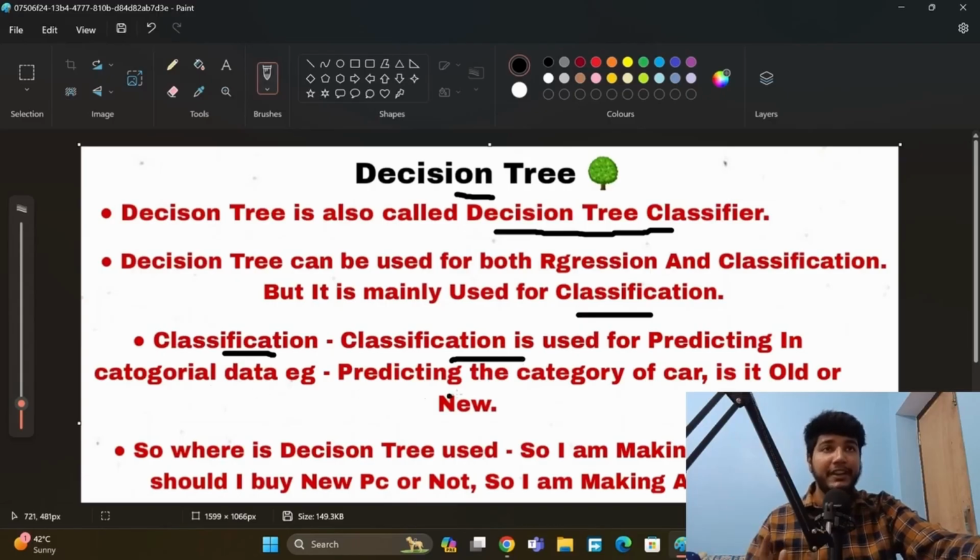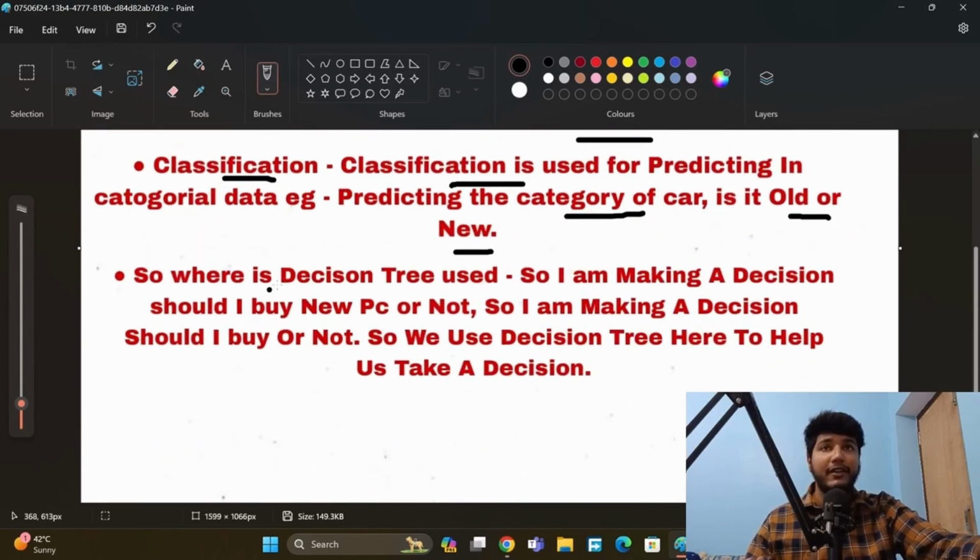Example, predicting the category of a car. Is it old or is it new? So we are predicting the category. Maybe it will be old, maybe it will be new. Okay. So where is a decision tree used? I am making a decision: should I buy a new PC or not? So we use a decision tree here to help us take a decision.